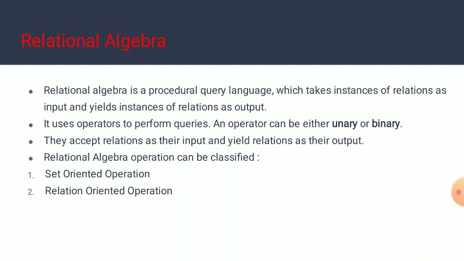So relational algebra is a procedural query language which takes an instance of a relation as input and gives an instance of a relation as output. It uses operators to perform queries. An operator can be either unary or binary. They accept relations as their input and produce a relation as their output. Relational algebra operations can be classified as set oriented and relation oriented operations.